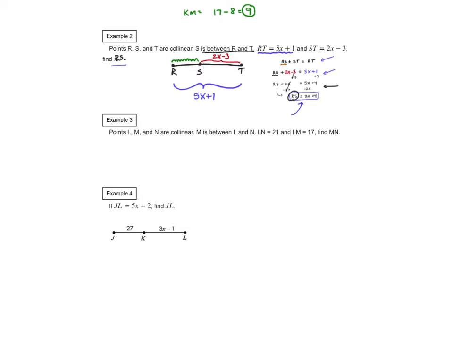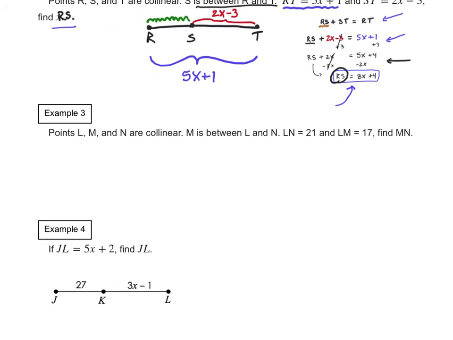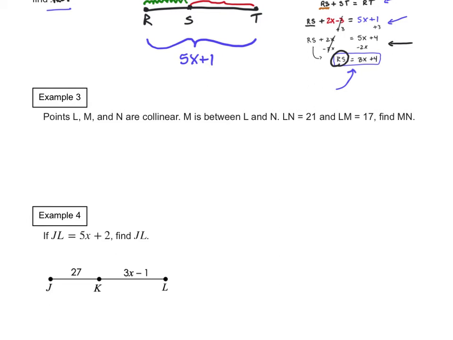So looking at this next example, it says points L, M, N are collinear, and M is between L and N.